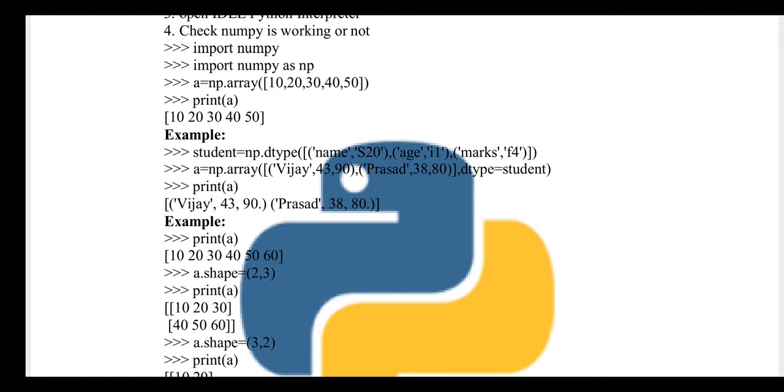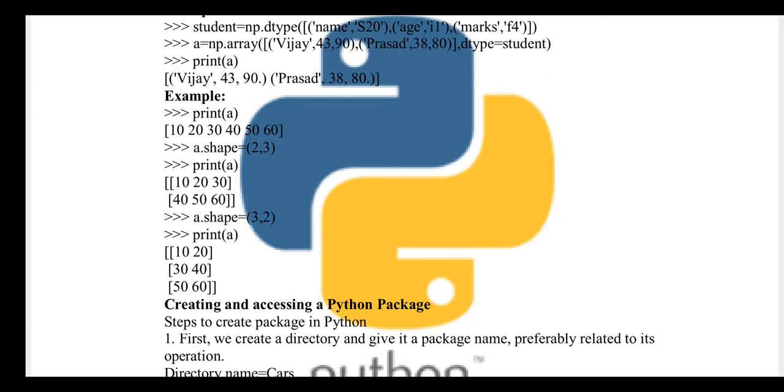In the second example, if we try to print the shape of a, then it shows 2 comma 3. Why is it showing 2 comma 3? There are 2 rows and 3 columns, that's why. Next, when you reshape a with shape 3 comma 2, then it shows you 2 columns and 3 rows. It will show you like this.